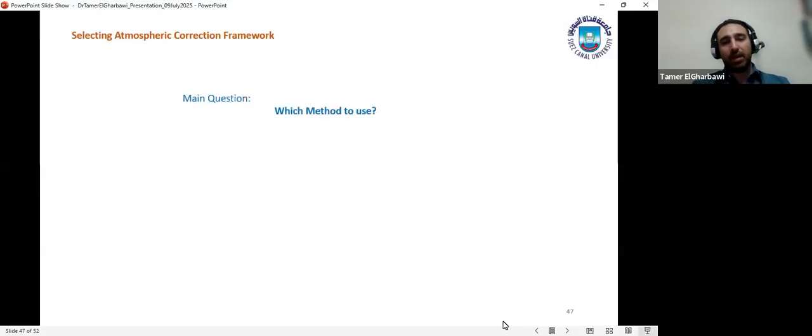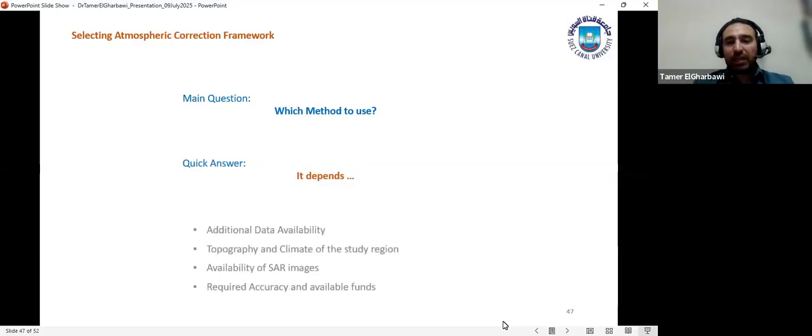So the main question: what method should we use? Well, the simple answer is, it depends. There is no correct answer for everything. It depends on the additional data availability. Do we have GNSS or GPS observations or not? The topography and the climate of the study region, what kind of region we are studying, and the availability of SAR images. Do we have a large InSAR stack or a small one? The required accuracy and available funds.